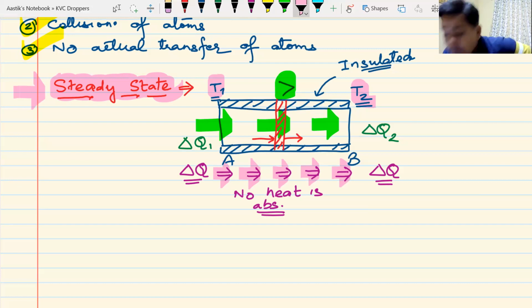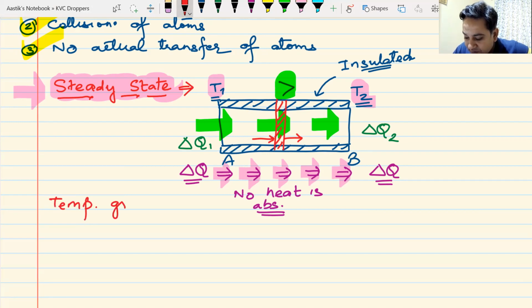So that is what I mean by steady state. Now, once I understand steady state, we'll try to note down some points about steady state. But before going on to those points, let us understand one more term, which is known as temperature gradient, because we will be using this.